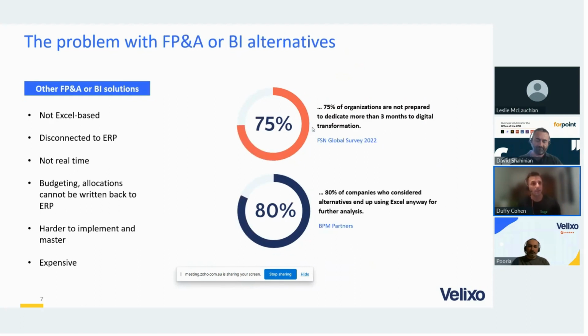One last item I do want to mention here is that 80% of companies who look at going away from Excel end up coming back to Excel. Because at the end of the day, we all know our board of directors, our shareholders, they're looking for a report to look and feel the way it needs to.